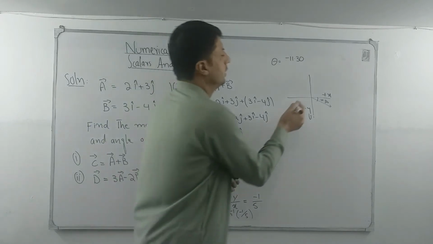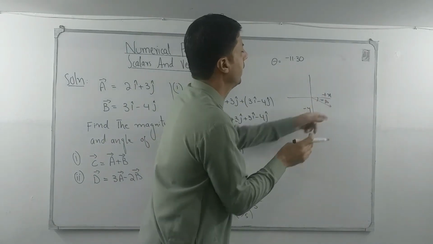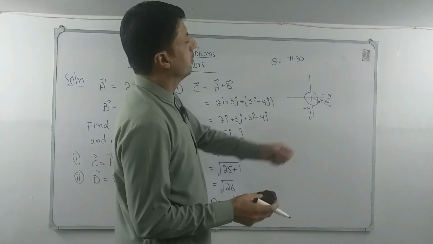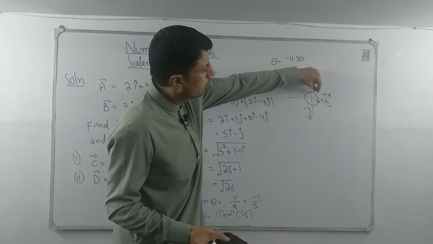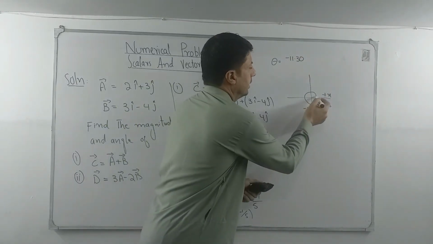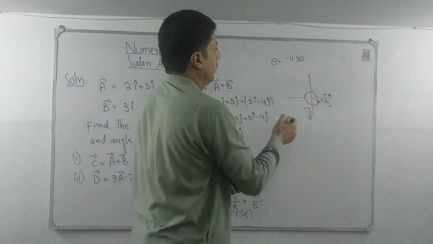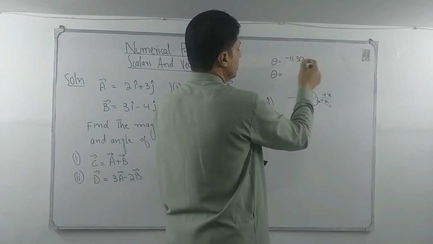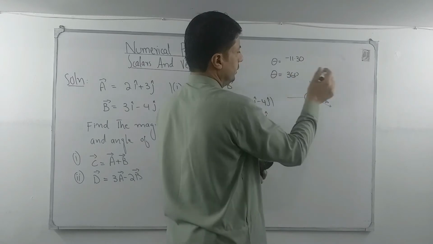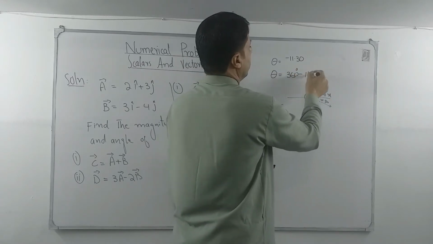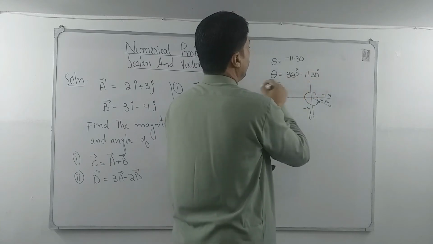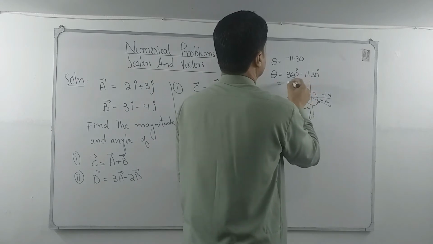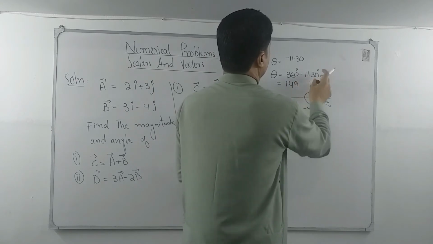Now we need to find out the angle which this vector makes with the x-axis. The angle which is made by this vector with the x-axis will be this one. So how can we solve this one? By subtracting this one. Then theta is equal to 360 minus 11.30 degree. We will get 360 minus 11.30, which is 349 degree.